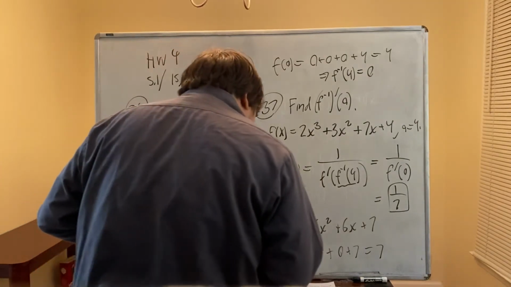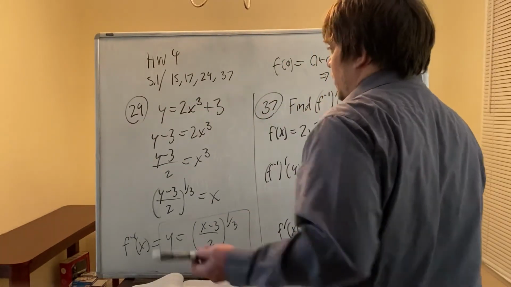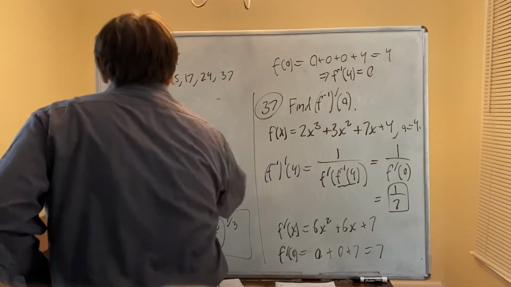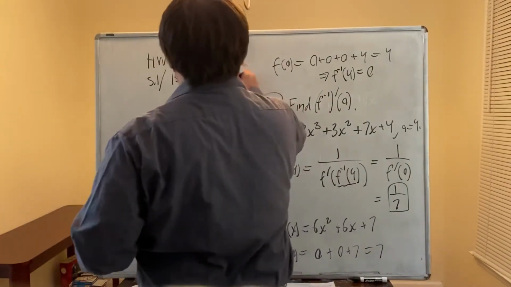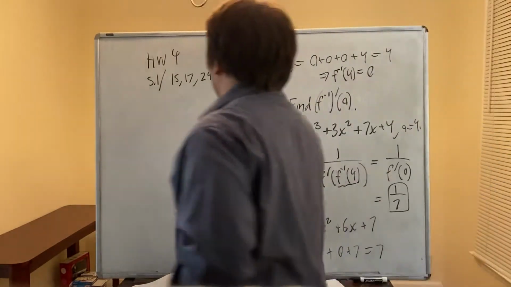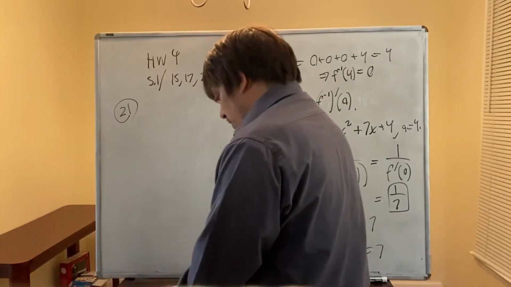So let's just do one more. Let's do number 21. Okay, so in addition to that, do number 21. We're going to do 21 out of order. So now including number 21, we want to find a formula for the inverse of the function.